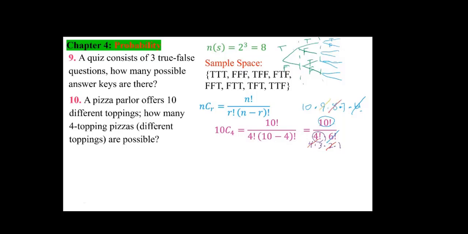9 and 3 cancel each other. We end up with 3 at top. Therefore, again, if we were to do it by hand, 10 times 3 times 7 is left in the numerator, 210. So it can be done by hand.